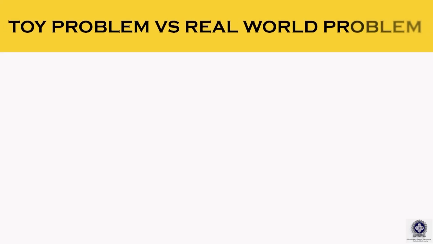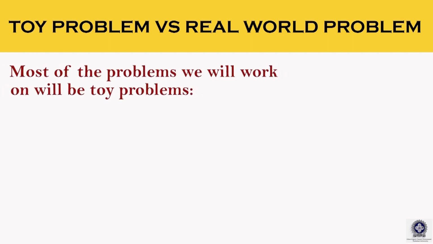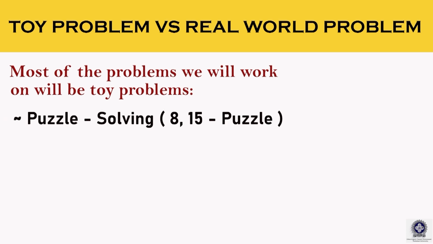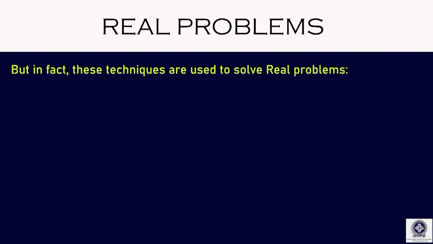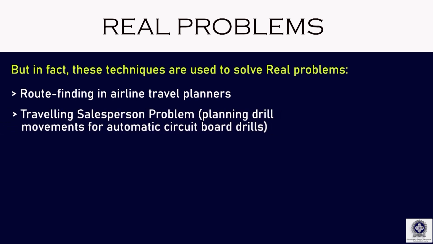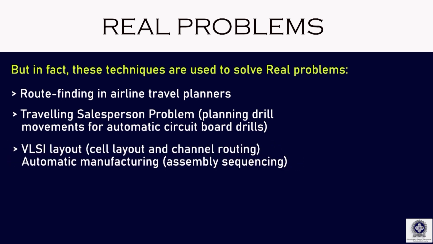The toy problem versus the real world problem. Most of the problems we will work on will be toy problems, like the puzzle problem, 8 puzzle problem, 15 puzzle problem, 8 queens problem, water jug problems, crypt arithmetic. But in fact, these techniques are used to solve real problems like route finding, airline travel planners, traveling salesman problems, planning drill movements for automatic circuit board drills, VLSI layout, cell layout and channel routing, automatic manufacturing, assembling sequencing.